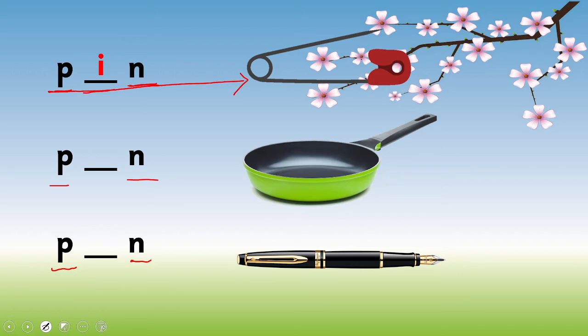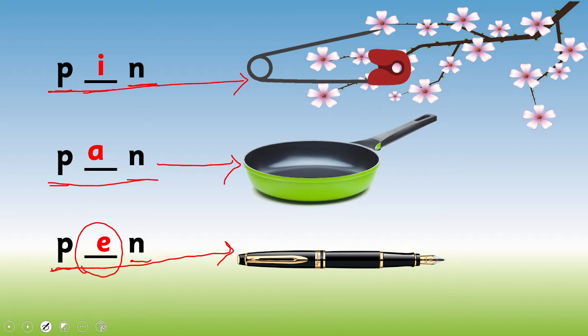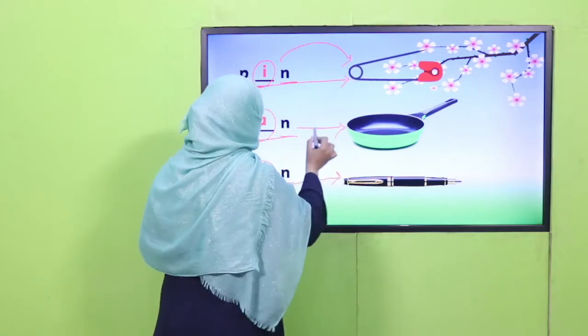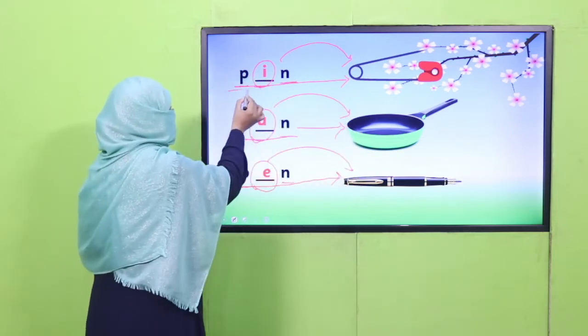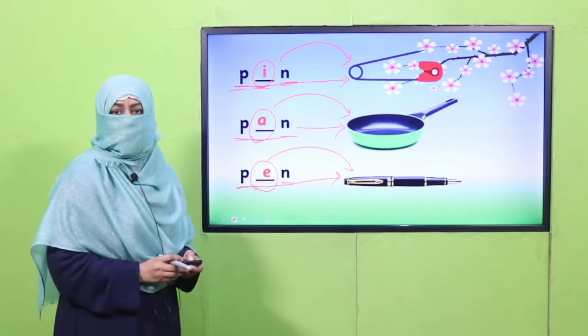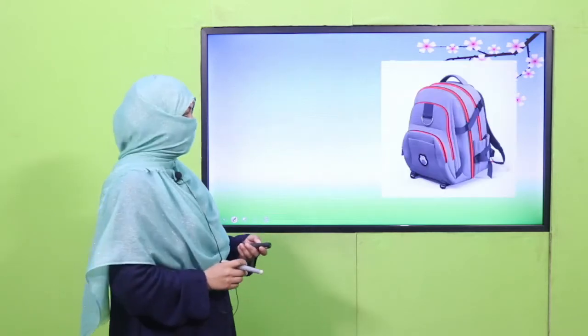But if after P I place A, P, A, N, it becomes pan, a new word, a new thing. And if I place E, P, E, N, it becomes pen. So just with single letter, there is a new word and it represents a new thing. Now, do you understand the importance of each individual letter in a word? All right, let's move on.